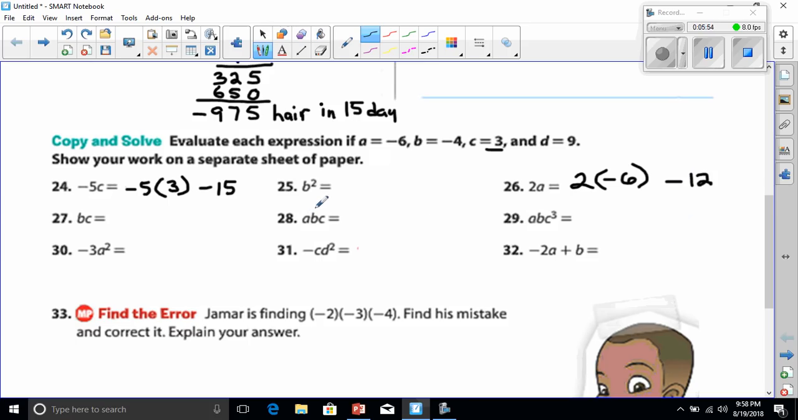Number 28 says a times b times c. Well, a is negative 6, and we're going to multiply that to b, which is negative 4.